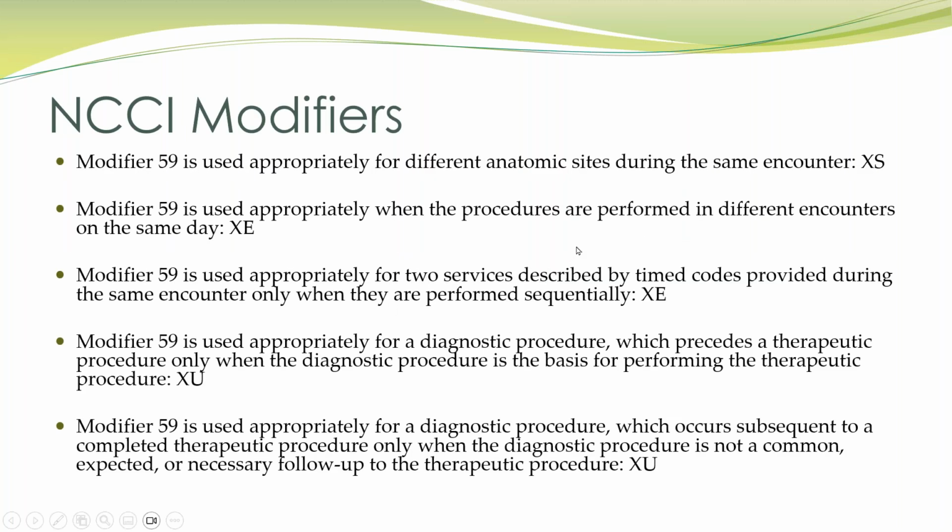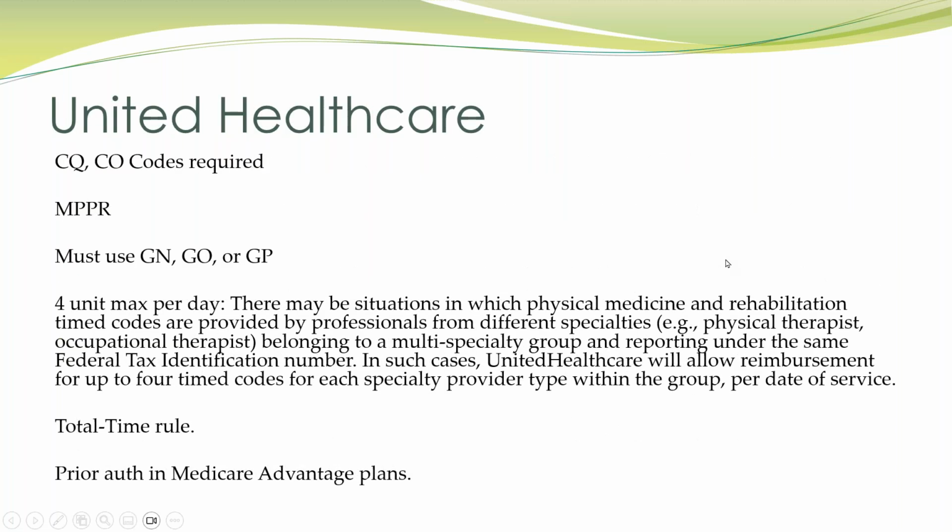I put the NCCI modifiers here again, but I think we adequately covered those before. Now into the private payers. I just highlighted a few of the key billing issues with each one. For United Healthcare, CQ and CO modifiers are required. United Healthcare does have a multiple procedure payment reduction. You do need to use the GN and GO modifiers, with 4 units max per day per discipline. If you have other disciplines treating the patient, you can do more. They do use the total time rule, and they say it is following the Medicare guidelines and the 8-minute rule.